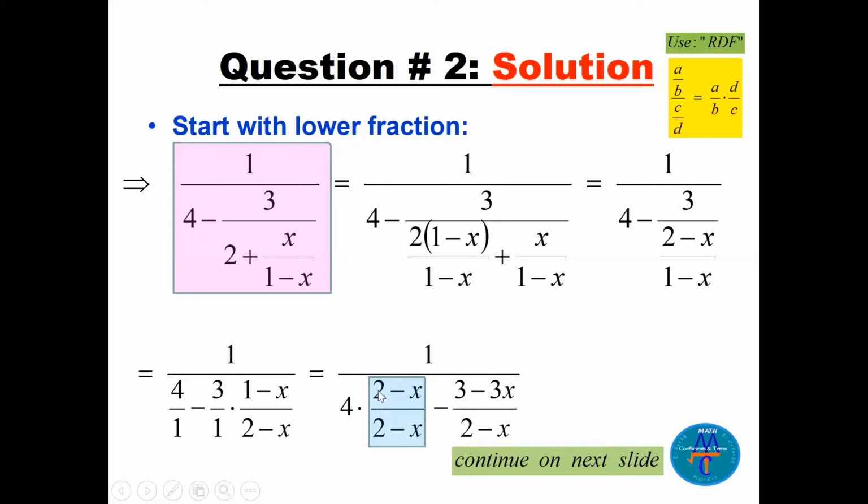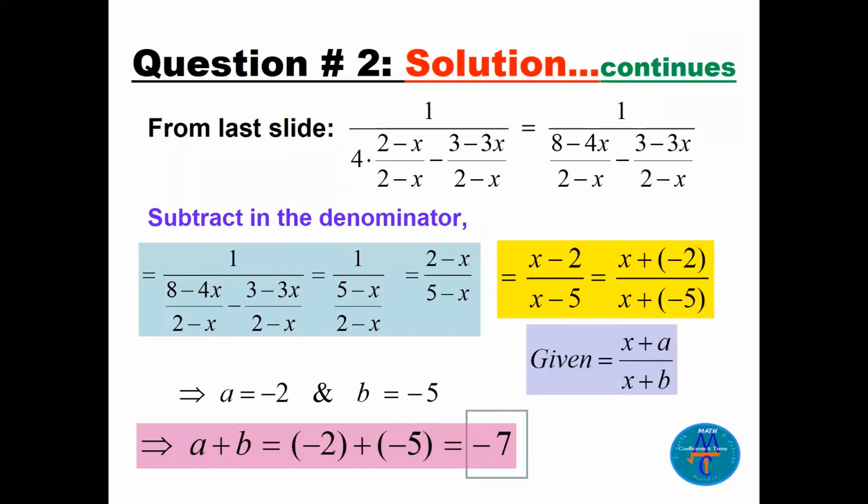Now multiply the numerator here, only the numerator, because 4 over 1 here. 4 times 2, 8 minus 4x. And now we have the same denominator. You can pause the video and continue to see if you can get the correct answer. So that will be 8 minus 4x, and there is a minus.